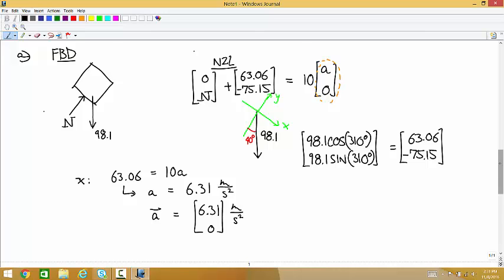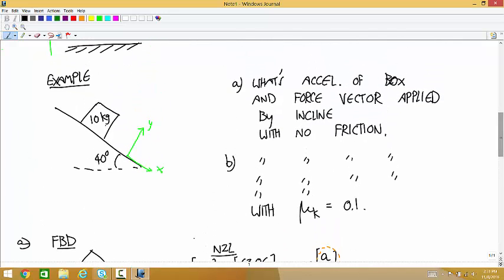Oh, and in part A, this didn't come up. It's going to come up in part B. We have to know something about the motion. So let's say that at the instant shown, the motion is down the ramp. That's the direction of the velocity vector. We're going to use that in part B.